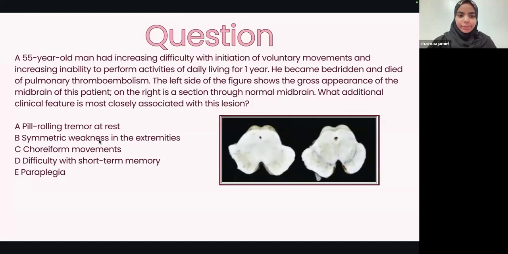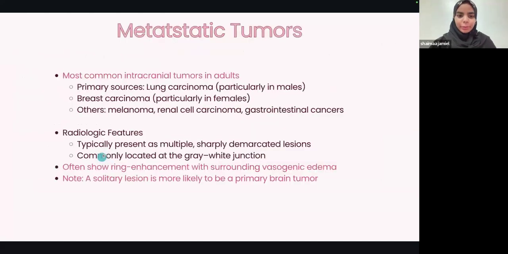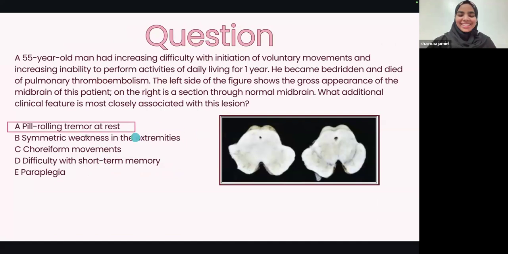So yes, it is pill rolling tremor, which is a sign or a symptom of Parkinson's disease. Symmetric weakness in the extremities you'd see with some sort of motor neuron disease. Choreiform movements, where do you usually see this? Huntington. Difficulty with short-term memory would be more of Alzheimer's kind of thing. Paraplegia would be some sort of nerve injury. So yeah, this is Parkinson's.